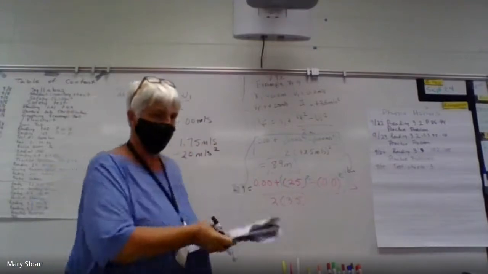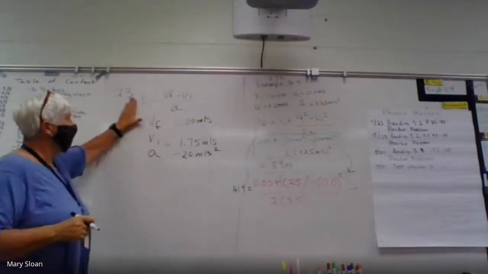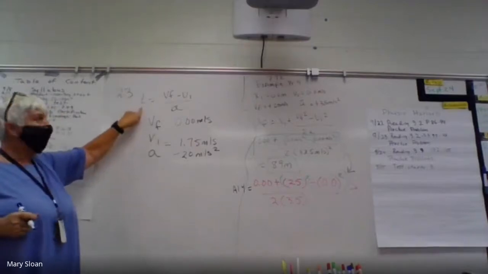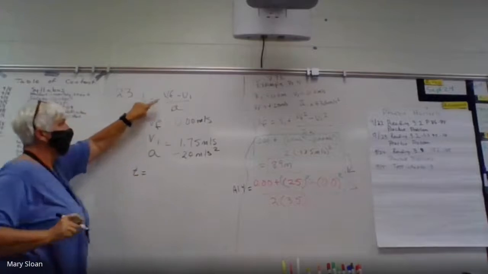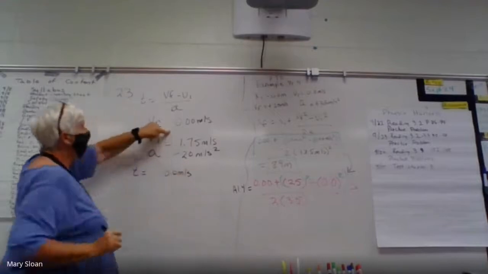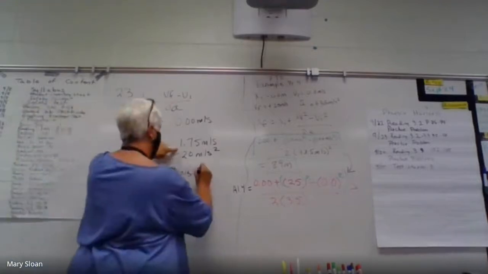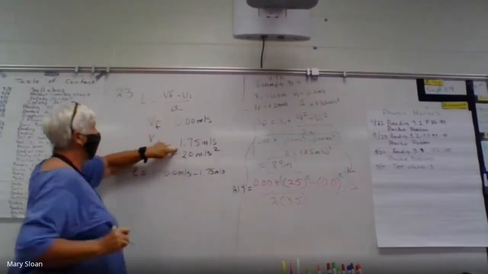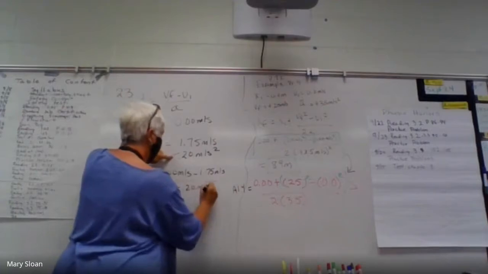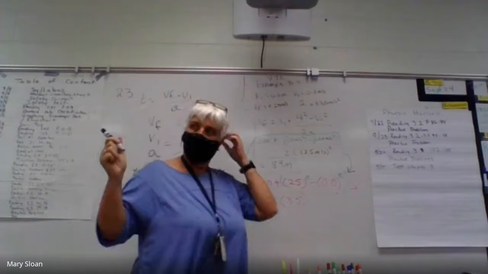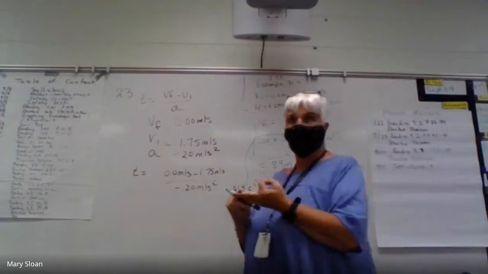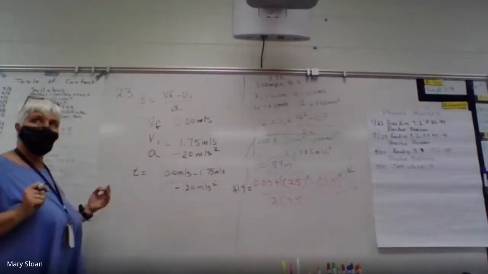All right, Jeffrey. Tell me, how do I plug and chug this? So T equals, what's my velocity final, Jeffrey? 0. Thank you. The track 1.75. And I'm going to divide that by my negative 20. Okay, Jay, on your calculator, do that. So everybody else, are you ready? Alpha y equal on your calculator, so you can get your fraction.